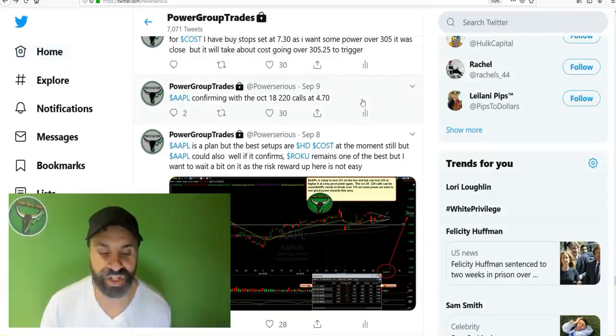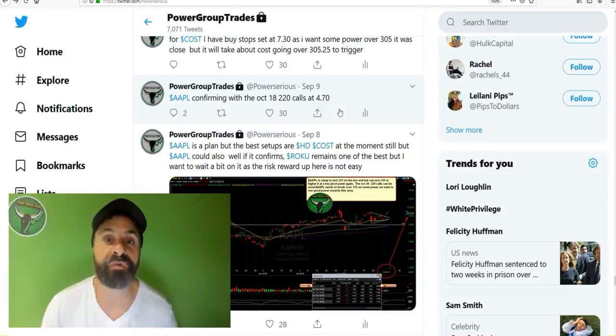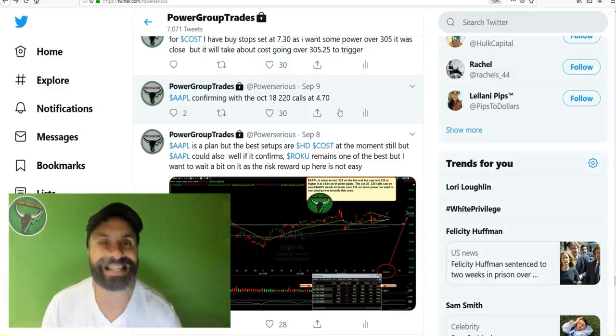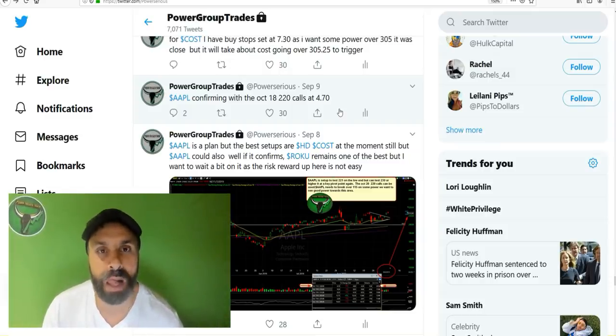Okay, so I'm back inside of Power Group Trades. And you can see here September the 9th, Apple confirming with the October 18, 220 calls at 470s. That means $470 per option was the confirmation of when Apple was actually confirming at $215 per share. And we're going to look into the charts and what I also said about Apple inside the group to show you the management process as well.